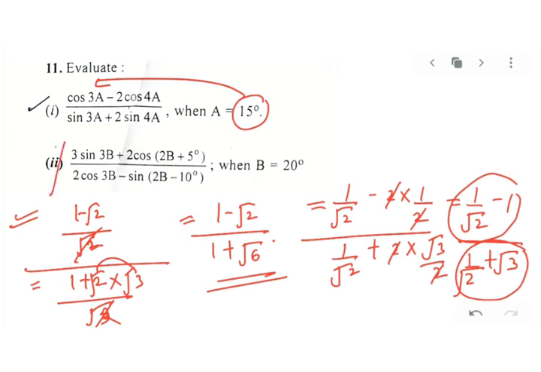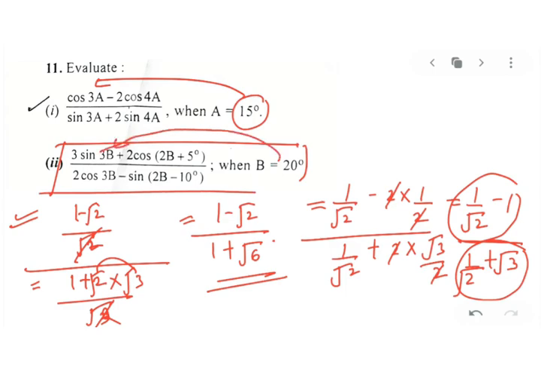Similarly, for the second, you have to just put the value of B here as 20, here as 20. Everywhere there is B, you have to multiply it with 20, and then you have to put in the values from your table and find the answer.